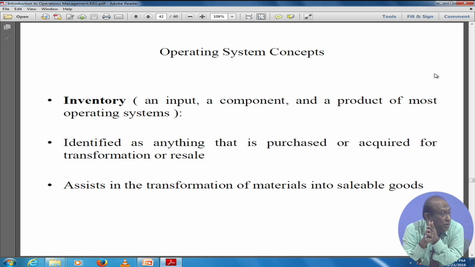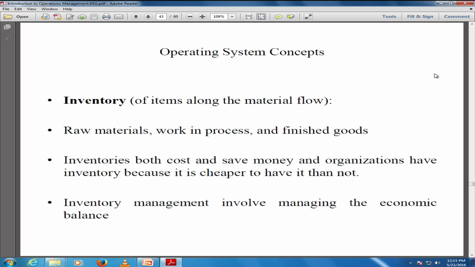Another important component is inventory. Inventory is an input, a component and a product of most operating systems. It is identified as anything that is purchased or acquired for transformation or resale. An inventory assists in the transformation of materials into sellable goods. So, there is need of inventory. Why do we need inventory? That is very important. Inventory has been classified as either raw materials inventory, work in process inventory or finished goods inventory.